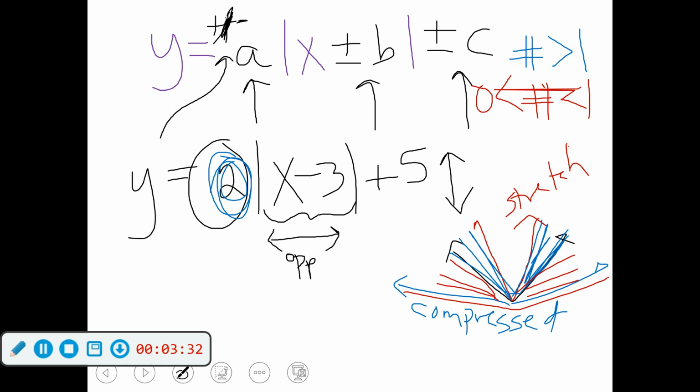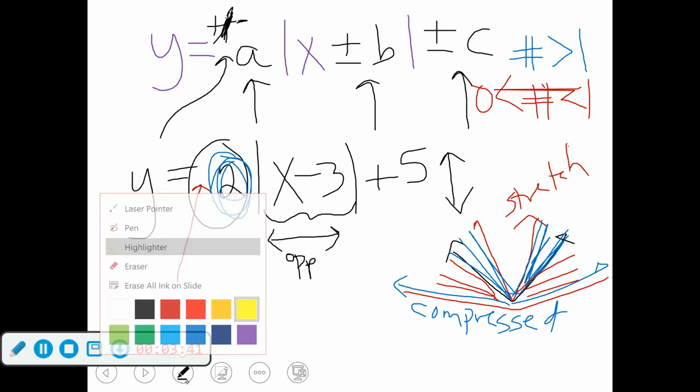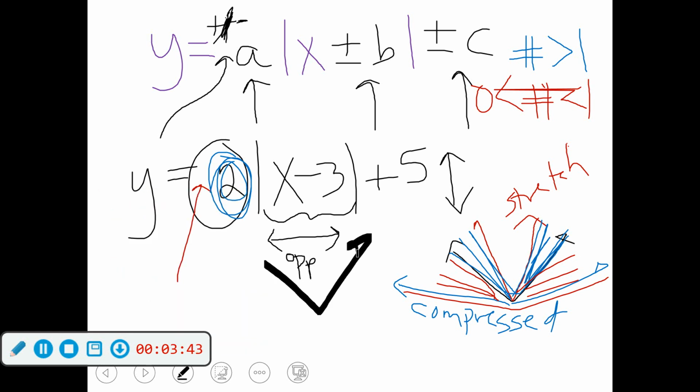Now, it has nothing to do with being positive or negative, because if there's a sign in front, that represents totally 2 different things. If there's a sign in front, what it's going to represent is whether our shape opens up or our shape opens down. If it's positive, it opens up, and if it's negative, it opens down, which means we reflect it across the x-axis.